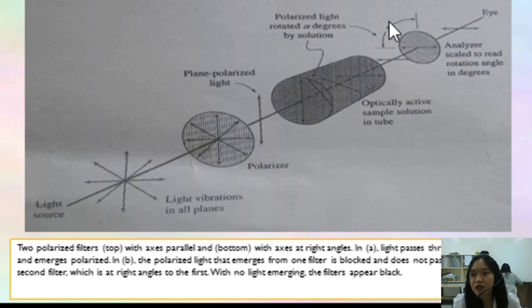So, ang symbol ng rotation is A for angle. Okay, so the analyzer scaled to read rotation angle in degrees. So, lastly, ito na yung iyong eye. So, ito yung observer. So, nakuha.